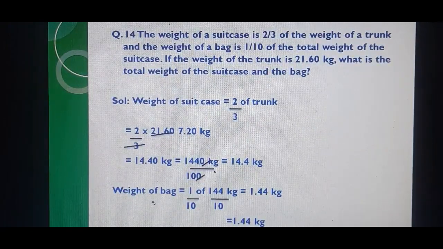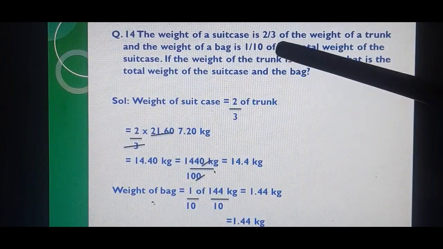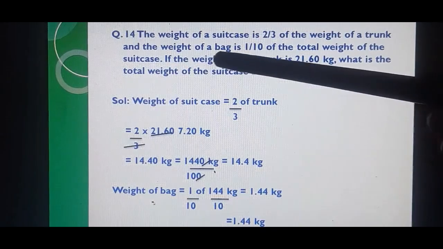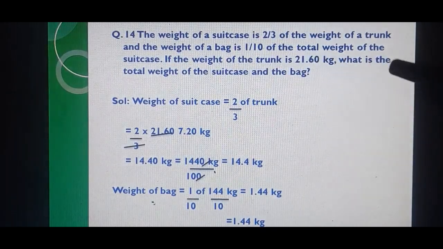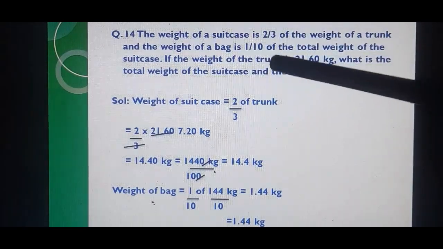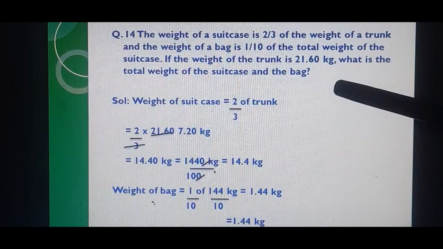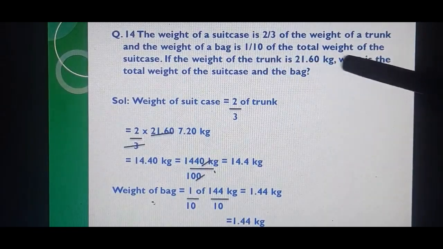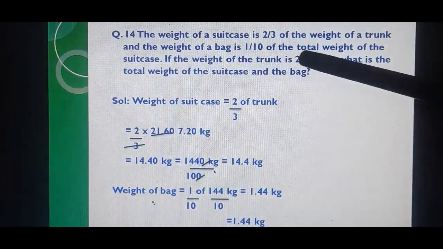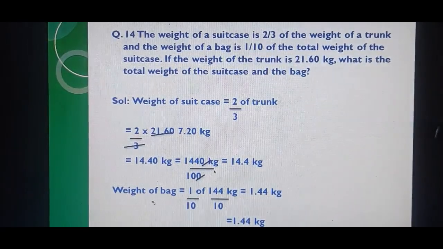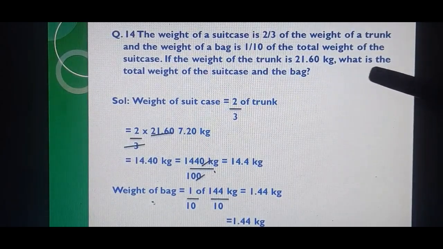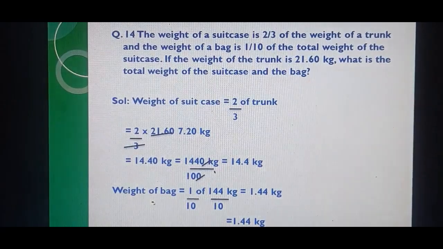Next question, question number 14. The weight of a suitcase is 2/3 of the weight of a trunk and the weight of a bag is 1/10 of the total weight of the suitcase. There is a relation. Weight of the suitcase is 2/3 of the weight of the trunk. Suitcase का weight trunk के weight का 2/3 है. And the weight of bag is 1/10 of the total weight of the suitcase. If the weight of the trunk is 21.60 kilogram, what is the total weight of suitcase and the bag?